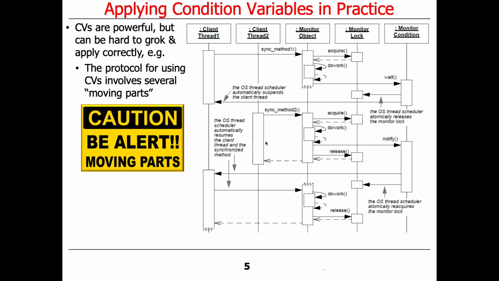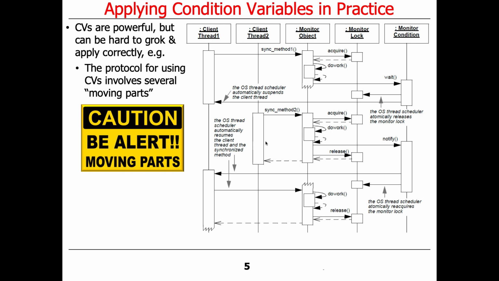So the way this is going to work is, let's say for the sake of argument that this is going to implement some kind of a bounded blocking queue. Let's say that sync method 1 is something like the get method. We're going to assume that our bounded blocking queue starts out empty, and client thread 1 is going to call sync method 1, which, without loss of generality, will be the take method on a bounded blocking queue. So we come in here, we call take.